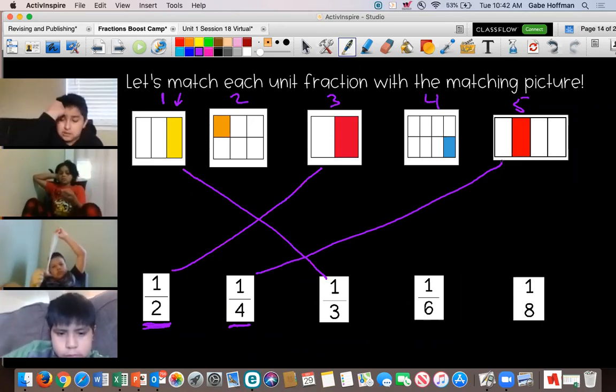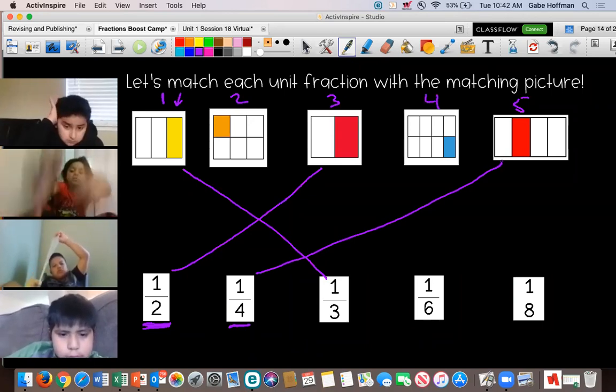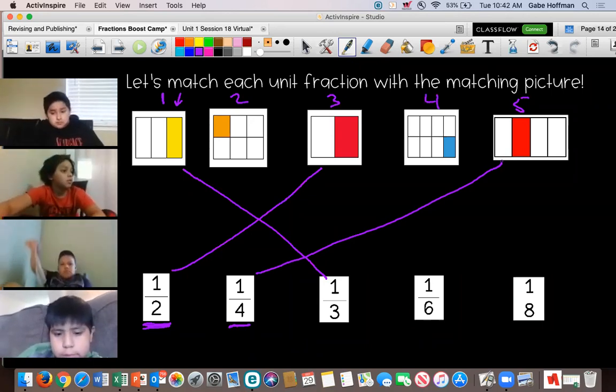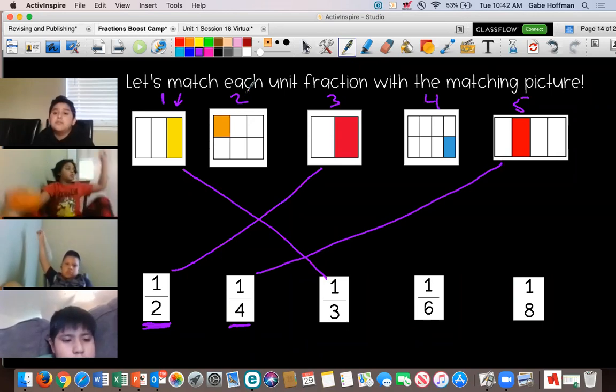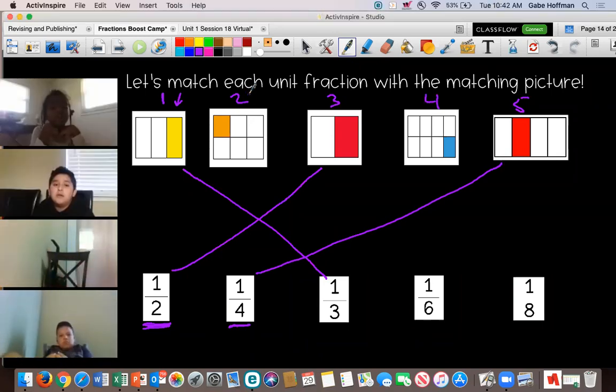Jonathan, what fraction is represented in picture number 2? Number 1. Well, there's 1 box shaded, so we're looking at picture 6 and 1. So what would be the numerator? How many are shaded? 1. And there are how many pieces total? 6. So that's 1/6. That's how you'd say that. 1/6.